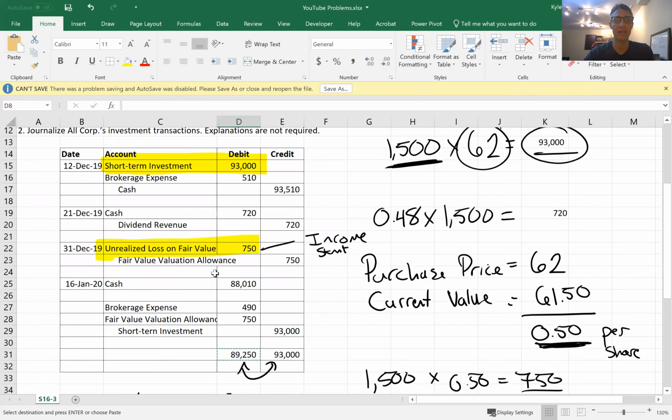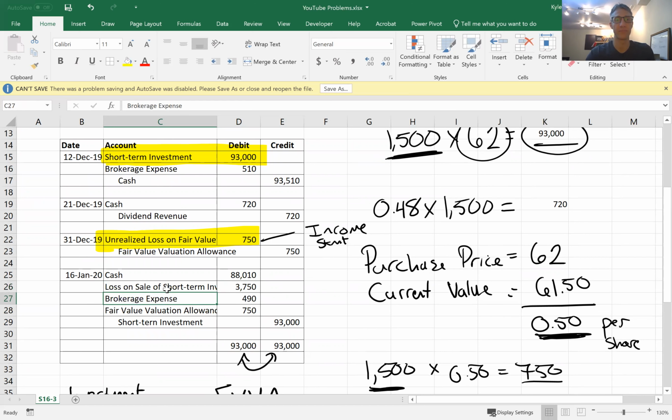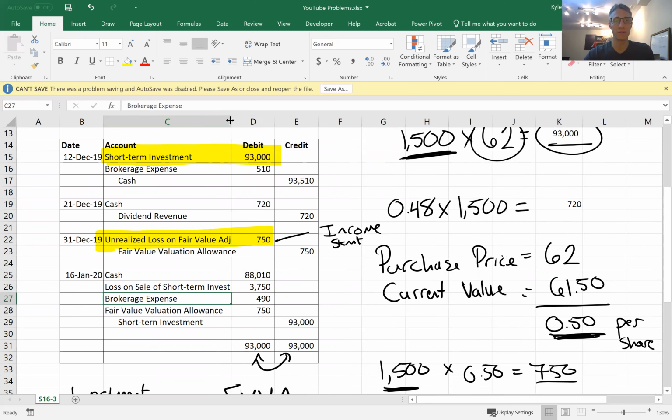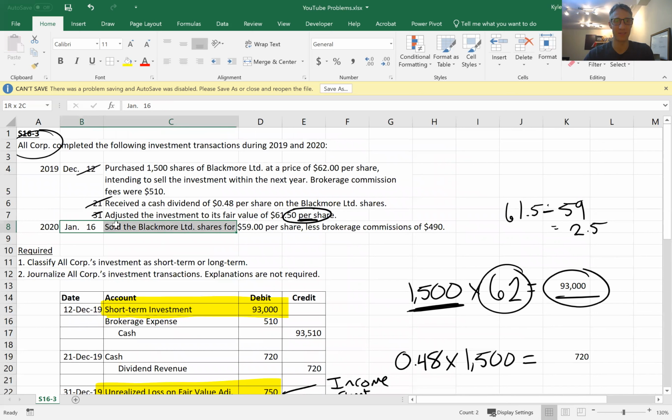So let's try that out. I'm going to do equals 2.5 times 1,500. And that brings my journal entry into balance. And this is going to be the loss on sale of short-term investment. I'm going to debit this loss. So I should make sure that we're done with this problem now. Yes, we're done.